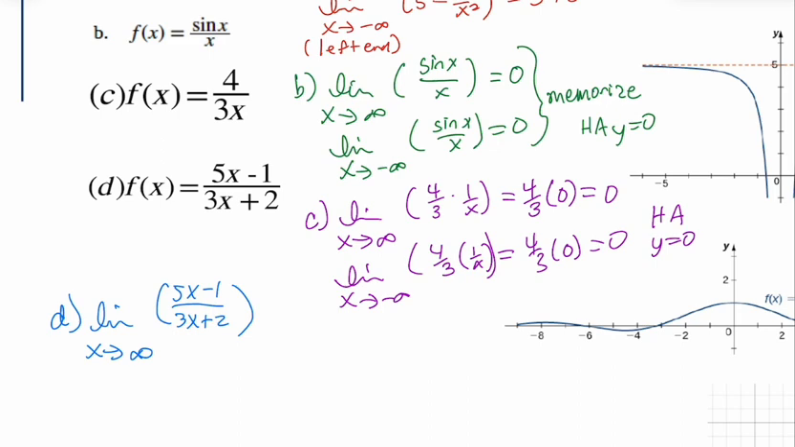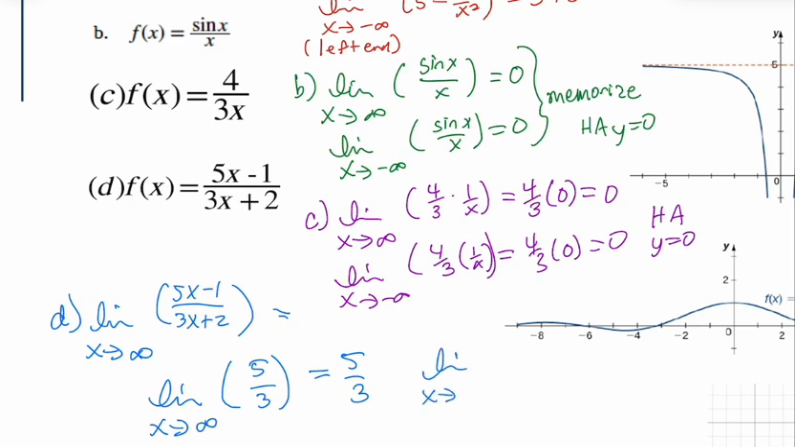What is the derivative of 5x minus 1? What is the derivative of 3x plus 2? 3. What is the limit of a constant? A constant. So the answer is 5/3. So L'Hopital's rule is really nice for polynomial functions because as they go to infinity or negative infinity, it works for either one, you can use L'Hopital's rule. So that is our right end behavior goes to 5/3.